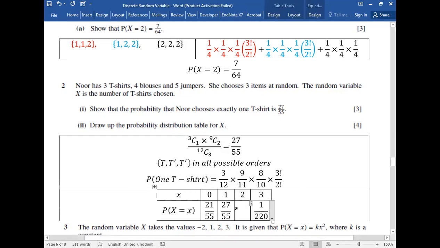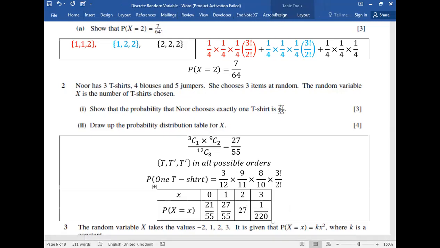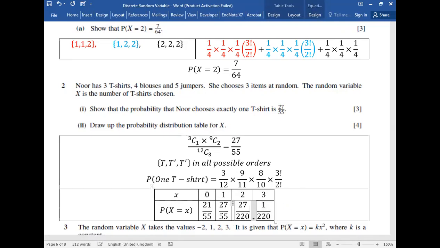So now you have all these 3 values. You can add them up, subtract from 1, and tell me what do you get? 27 over 220. So this is how we can draw this probability distribution table.